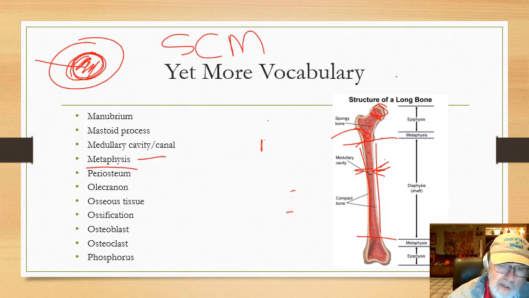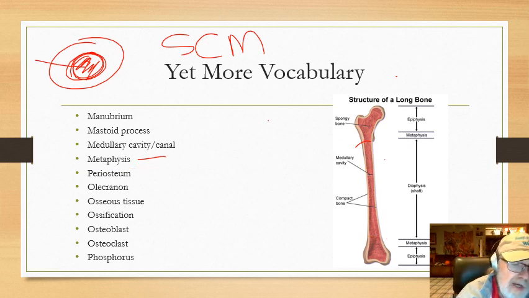Next word we have here on our vocabulary list is periosteum. Now what happens is the bone is covered by a membrane, and that membrane that covers the bone is called the periosteum. Peri means around, osteum means bone. It's a membrane that goes around the bone, and that membrane actually has what's called osteoprogenitor capabilities. It's able to make new bone, okay? And that's called the periosteum. So it's a membrane, and we'll talk a little bit more about that before.